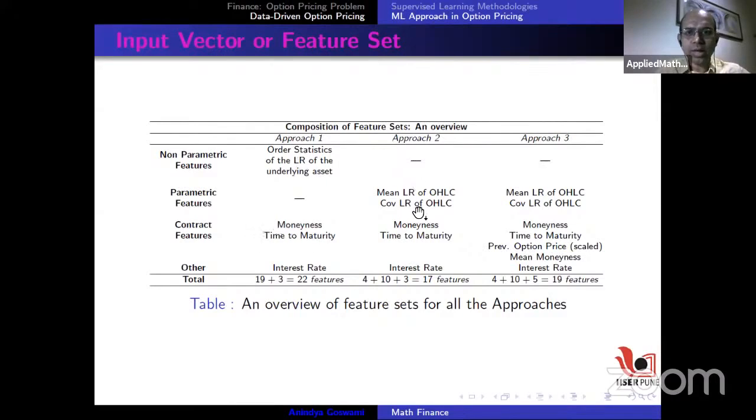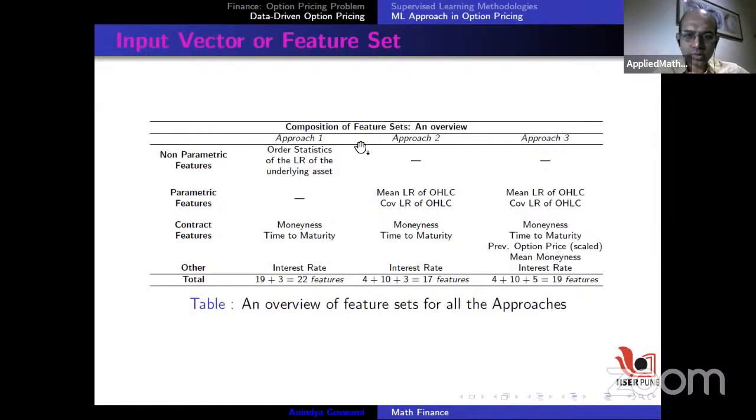and it turned out, and I'm going to show it also in a table, that approach 1 and approach 2 are performing similarly. Actually, on some occasions, approach 1 is performing better than approach 2. So that also reveals one fact: intraday data, open, high, low, close, do not carry extra information for option pricing. On the other hand, in approach 3, with the inclusion of the previous day option price, the accuracy increased significantly. If we try to understand why it should happen that way, this actually captures the notion of implied volatility.